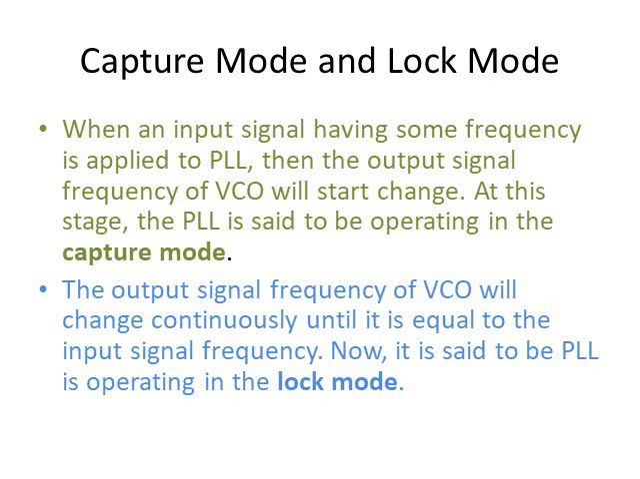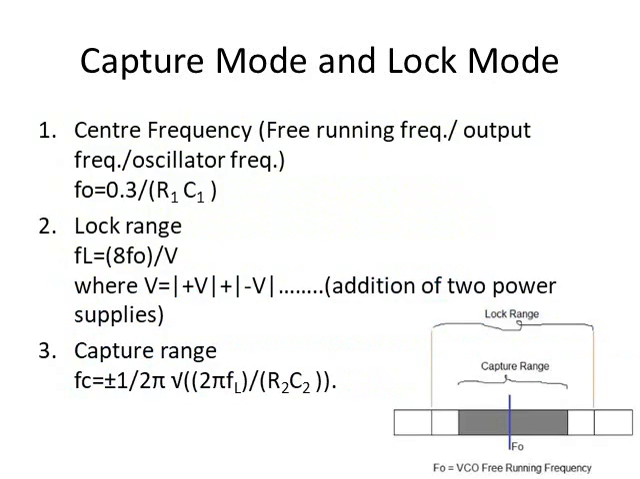Next is lock mode. The output signal frequency of the VCO will change continuously until it is equal to the input signal frequency. Now the PLL is said to be operating in lock mode. In lock mode, the input frequency is equal to the output frequency, so the phase detector output, that is the error voltage, is constant. That condition is called lock mode.